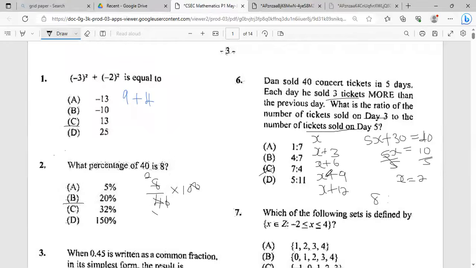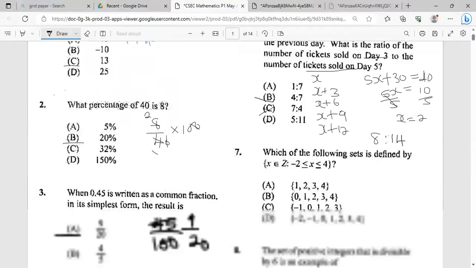And then for the third day, 1, 2, 3. So for the fifth day, it would have been 2 plus that, which gives us 14. All right, and then that works out to 47. So that would be B.